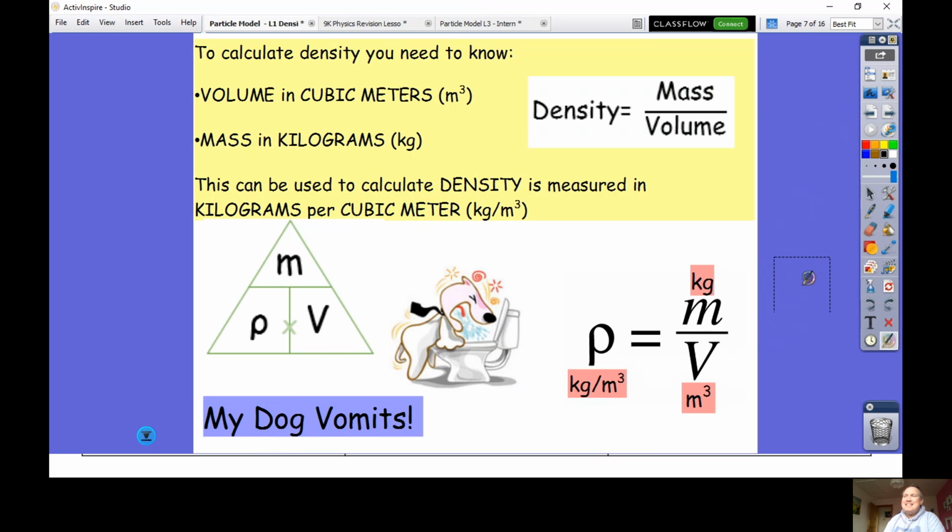To work out the density of different materials, we need to do a calculation. To work out how many kilograms are in 1 meter cubed of a material, we need to divide its mass in kilograms by its volume in meters cubed. We say that density equals mass divided by volume, or that density equals mass over volume.